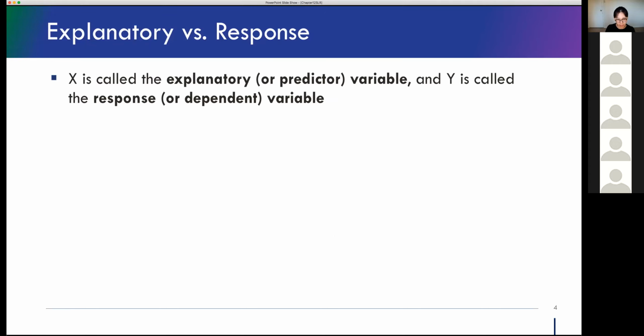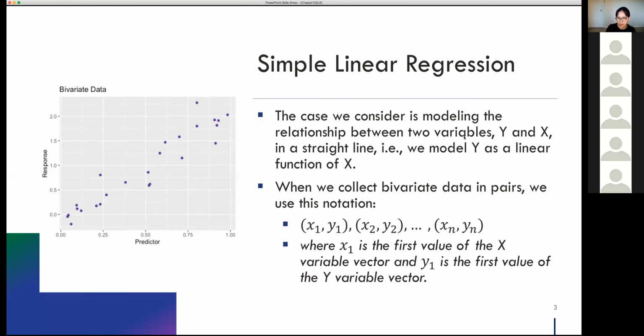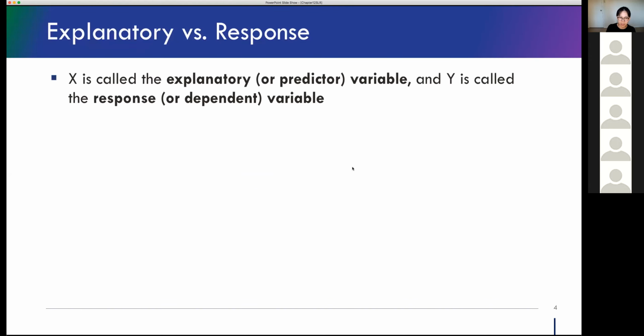Next is the terminology in regression. So X, I said, is called predictor, and it's also called explanatory variable. And Y is called the response, or you can call it a dependent variable, because Y kind of depends on X. So we said here we model Y as a linear function of X. So Y is the dependent variable and X is the explanatory variable or predictor variable.